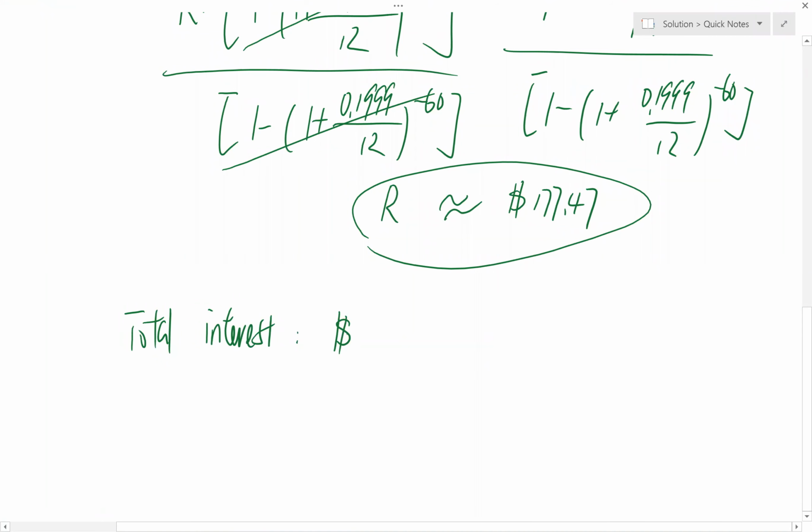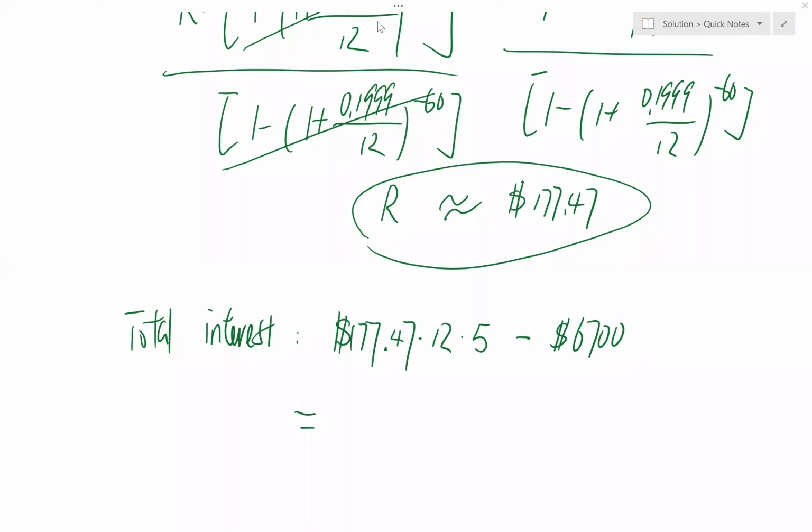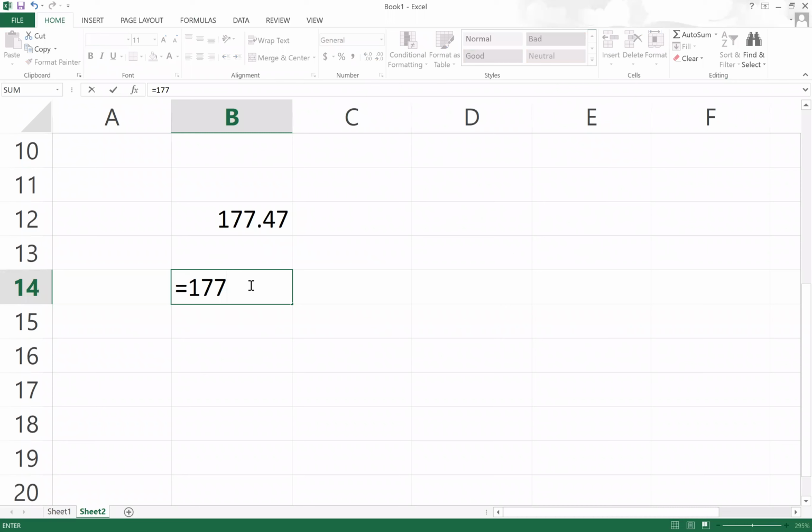So you do $177.47 times 12, that's the yearly payment, times 5 for 5 years. Minus, you only owe 6,700 for now, right? So the remaining balance becomes the interest that the credit card company charges you. Let's go back here. So we're gonna do 177.47 times 12 multiplied by 5 minus 6,700.